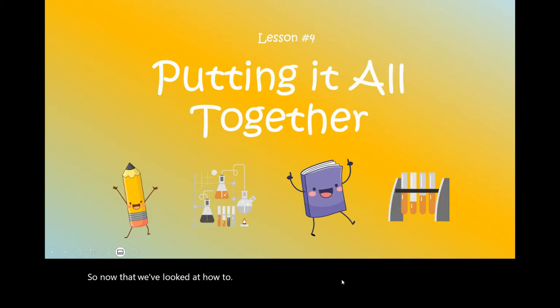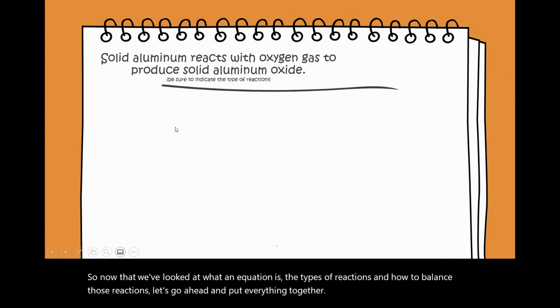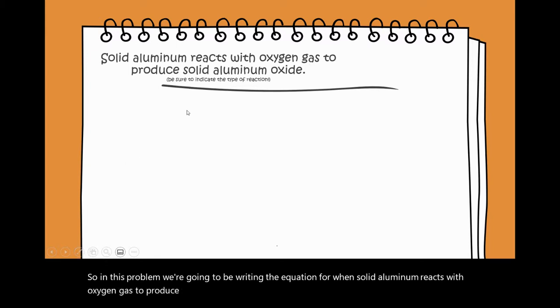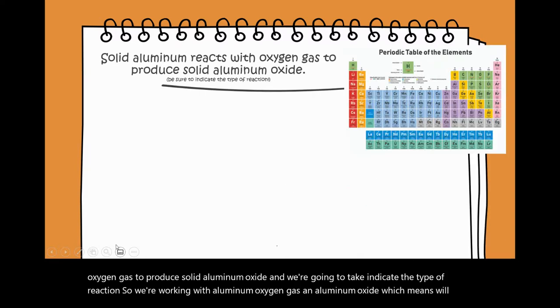So now that we've looked at what an equation is, the types of reactions, and how to balance those reactions, let's go ahead and put everything together. In this problem, we're going to be writing the equation for when solid aluminum reacts with oxygen gas to produce solid aluminum oxide. And we're going to indicate the type of reaction. So we're working with aluminum, oxygen gas, and aluminum oxide, which means we'll need the periodic table.